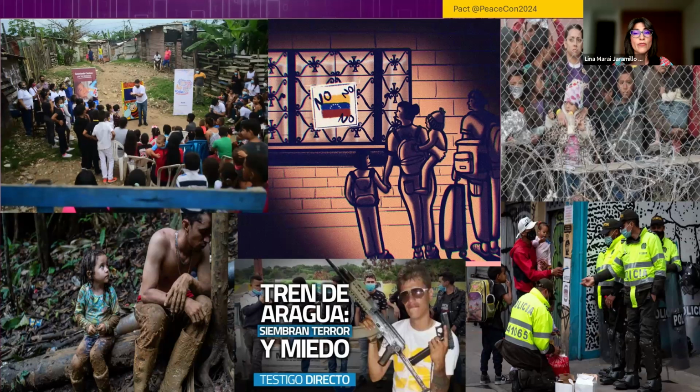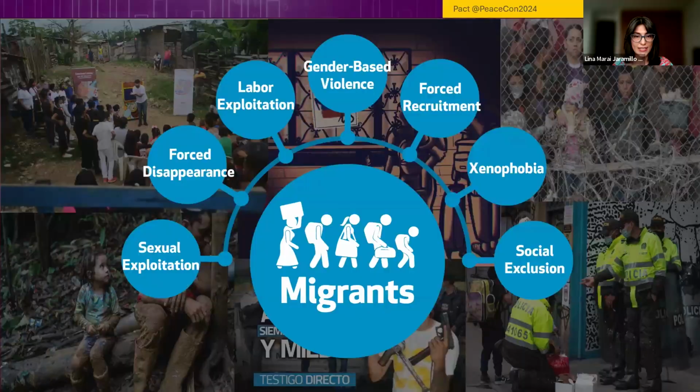Here you can see some of the images of the perception of migration in Colombia, and also some of the human rights violations that migrants were facing. And we have a very strong lack of information about those human rights violations that they were facing when experiencing migration. Next slide, please.